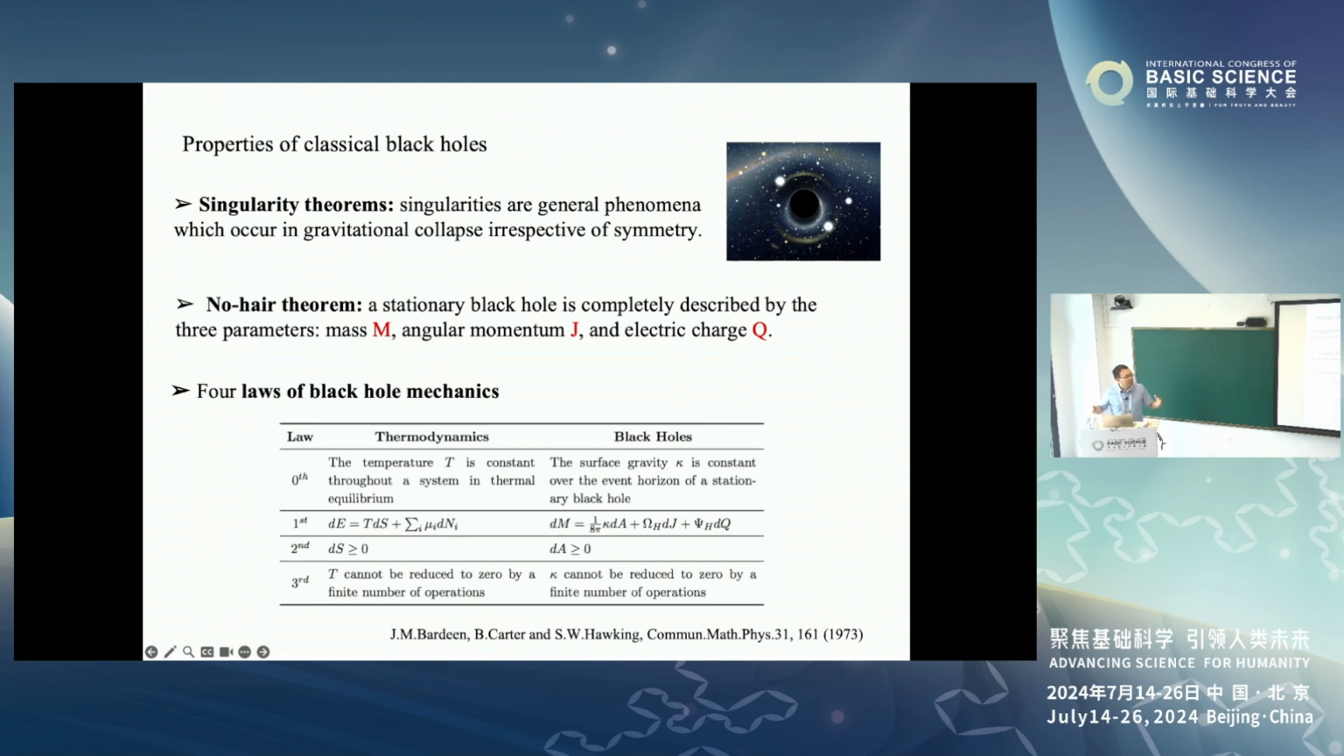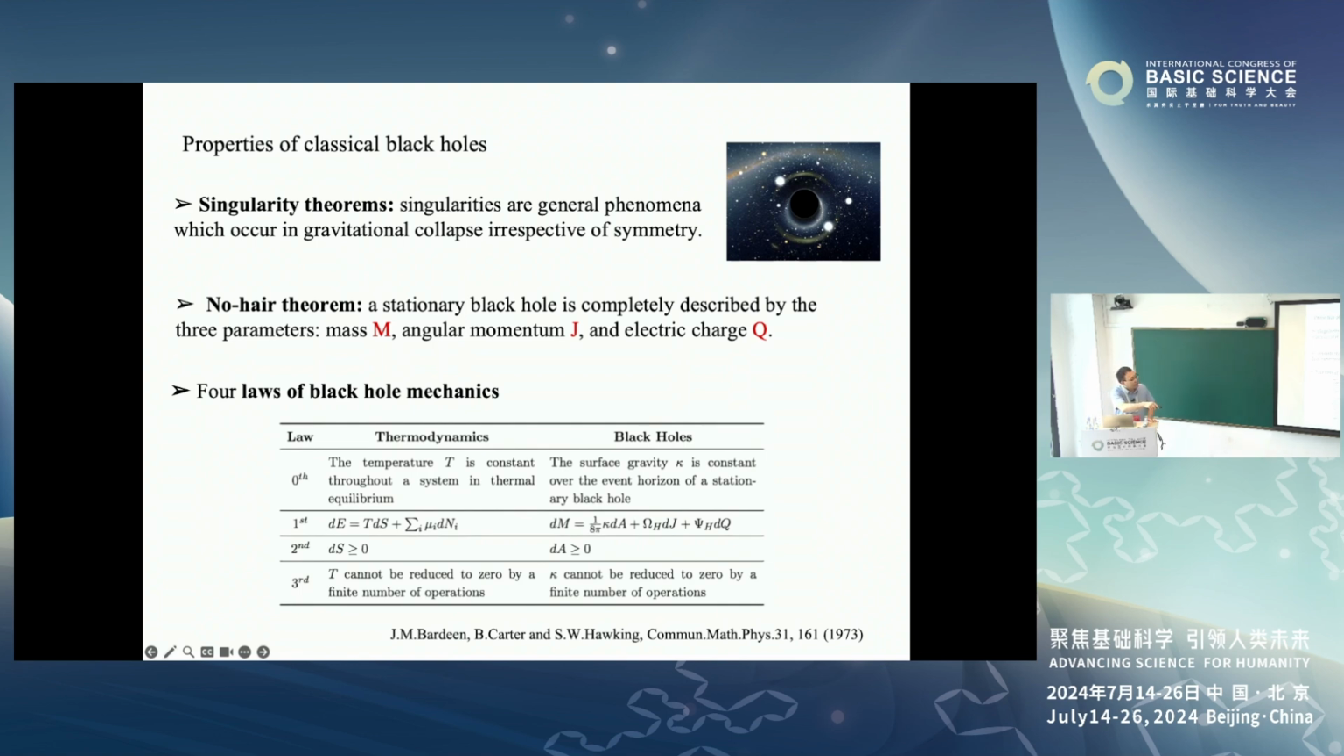Imagine you want to describe a dog: how many degrees of freedom do we need? The color, the size, and even the color can be white, yellow, so many, or infinite degrees of freedom. But the black hole is very simple, although it is a very extreme object. In this sense, the black hole is the simplest object in our universe, as highlighted by Chandrasekhar. And we also know the four laws of black hole mechanics.